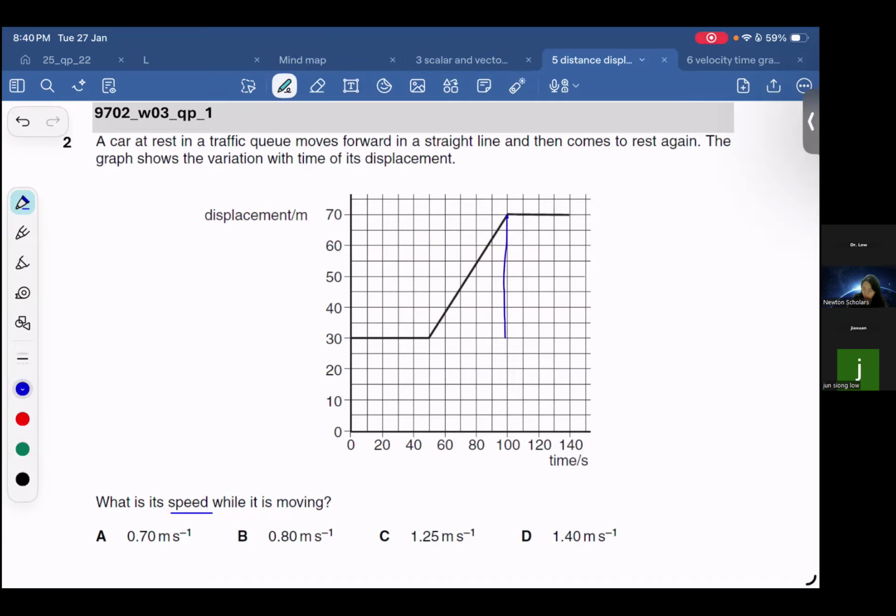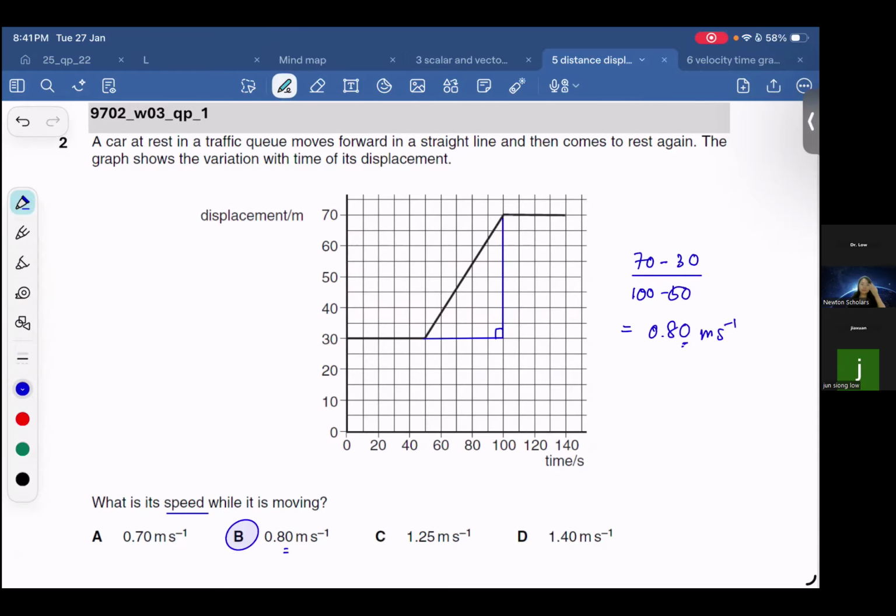So how are we going to find it? Okay, the speed is the gradient. So we're using this part to find it out. So it should be 70 minus 30 divided by the time, which is 100 minus 50. So here, your answer should be 0.8 meter per second. I will encourage: 0.8 is actually one significant figure. Our answer, we need two significant figures. So I should add 0.80, see? Meter per second. So the answer is B. Is that clear? Yes or no, dear? Yes.